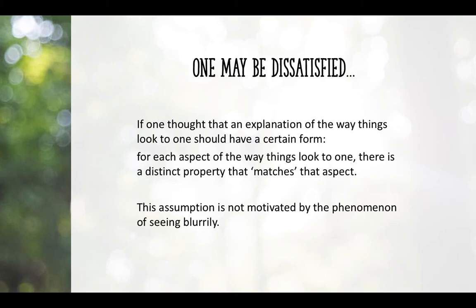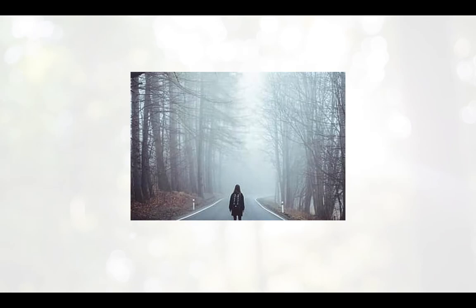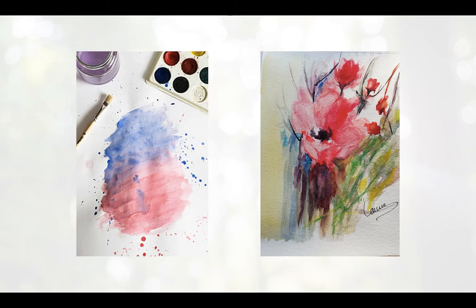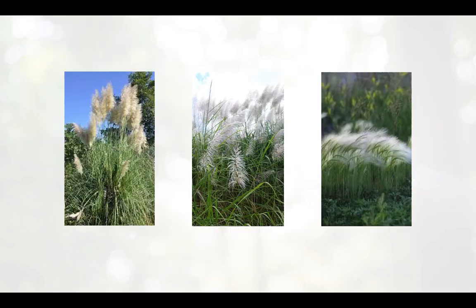And as we said, the sensitivity view doesn't respect this form, for there is only a conjunction of factors that in each case explains whether things look blurry to one and how blurry they look. And indeed, the very same factors that we have appealed to for the case of Norma and Shorty might explain the blurry aspect of one's experience in other scenarios where things look blurry to one, but this is not because of one's comparatively reduced visual sensitivity. For instance, if one is looking through mist or through a semi-transparent pane, if one is looking at the surface of water or at watercolor patches, or if one is seeing some fuzzy objects such as ducklings or certain fuzzy plants.